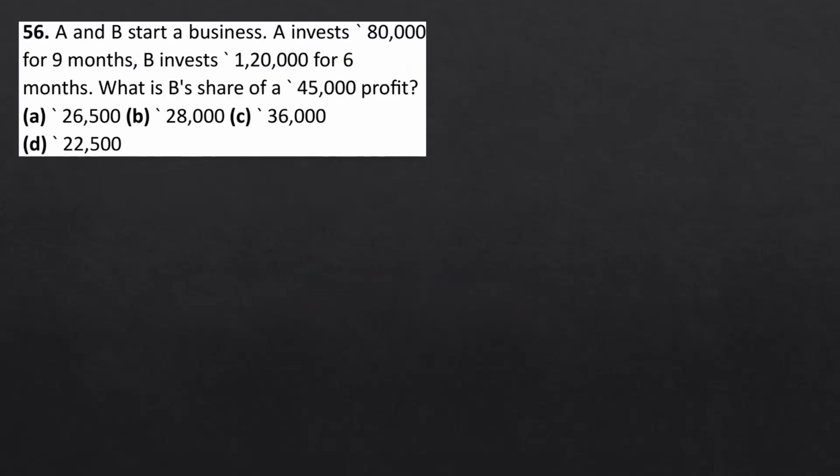A and B started a business. A invested 80,000 for 9 months. B invested 12 for 6 months. So this is also 72, this is also 72, which means they are investing in 1:1 ratio. So what is B's share in a profit of 45,000? B's share is also half. A's share is also half. So half of 45 is 22.5. So half of 45,000 is 22,500.